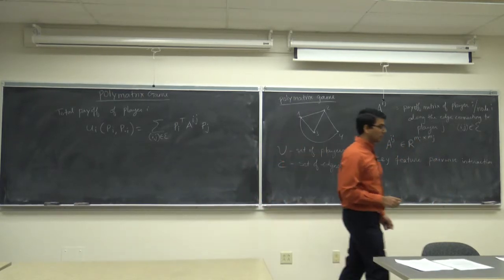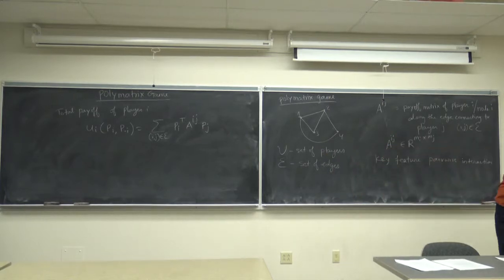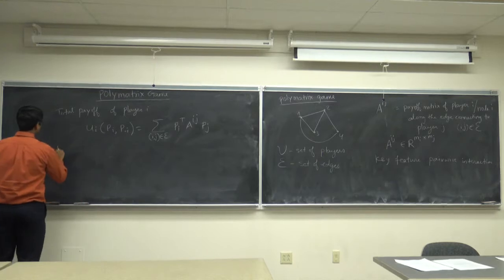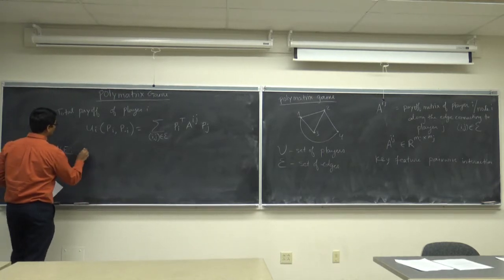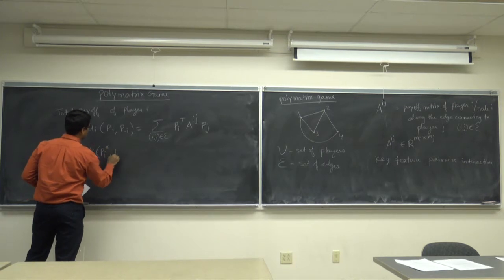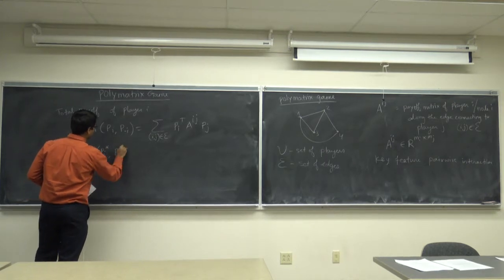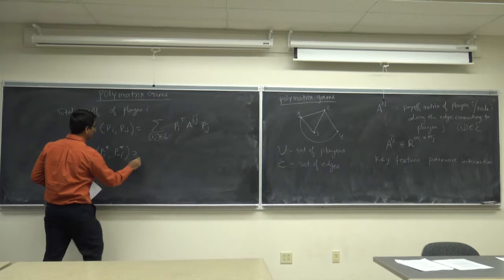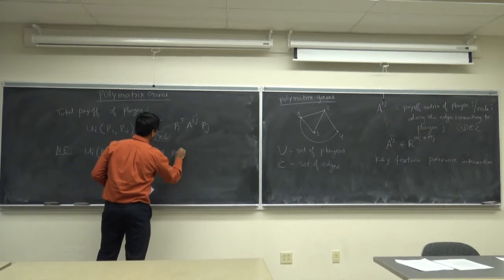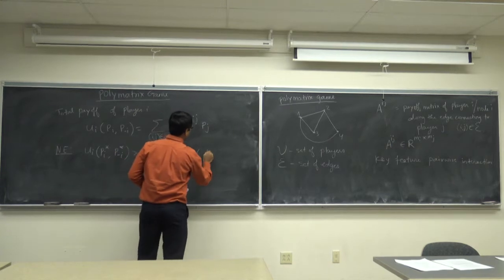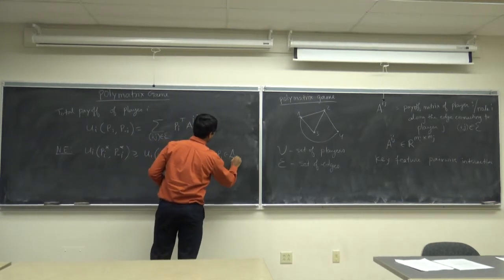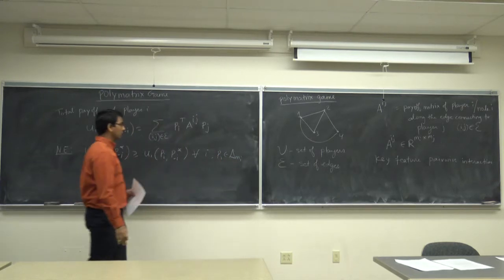So what do we want? We want to find a Nash equilibrium. So a Nash equilibrium would be U_I(P_I*, P_{-I}*) greater than or equal to U_I(P_I, P_{-I}*) for all I and P_I in Delta_{M_I}.